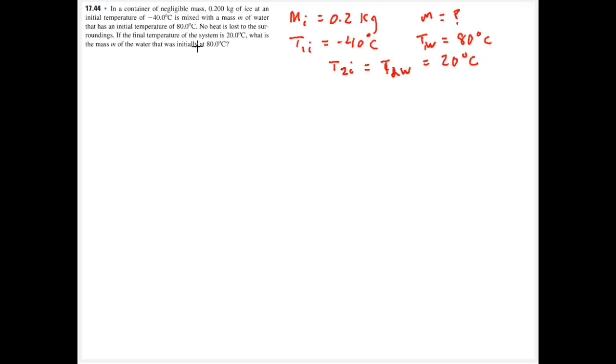Now I'm looking to find the mass. I know no heat is lost to the surroundings, so the energy of the ice plus the energy of the water must add up to be 0, so energy must be conserved. So the heat that's lost by the water is essentially going to be gained by the ice. So I can say that the heat of the water is going to be just like that.